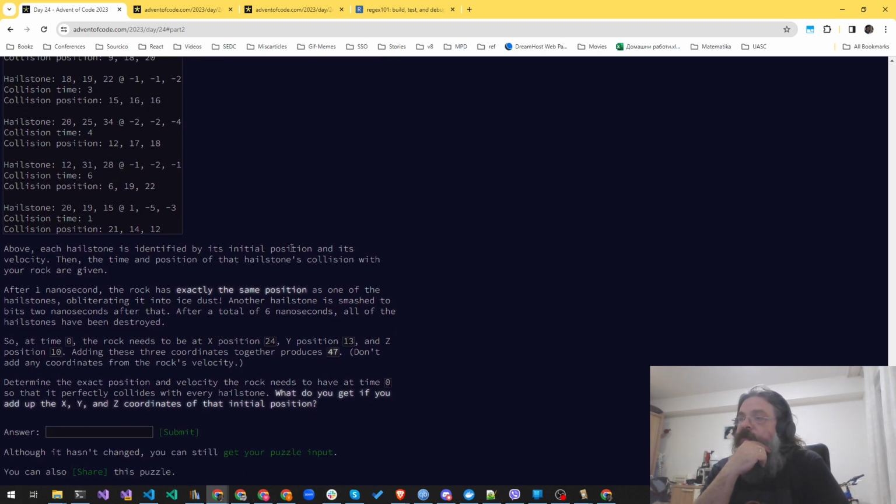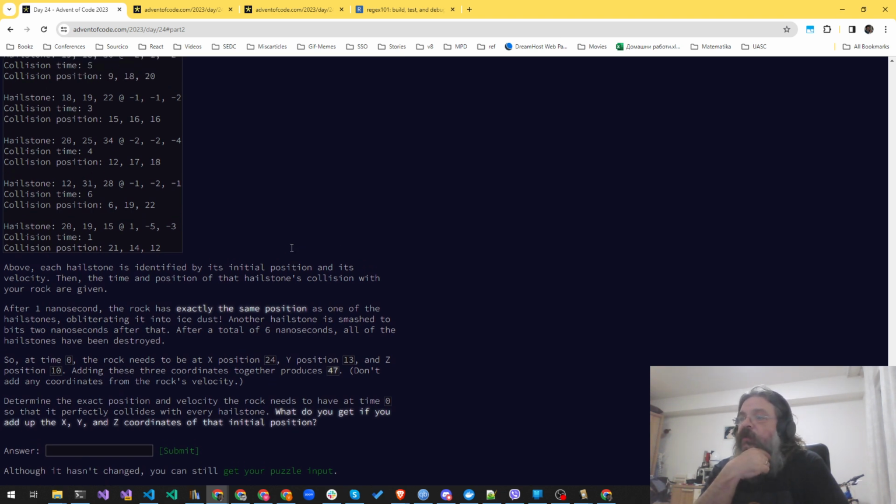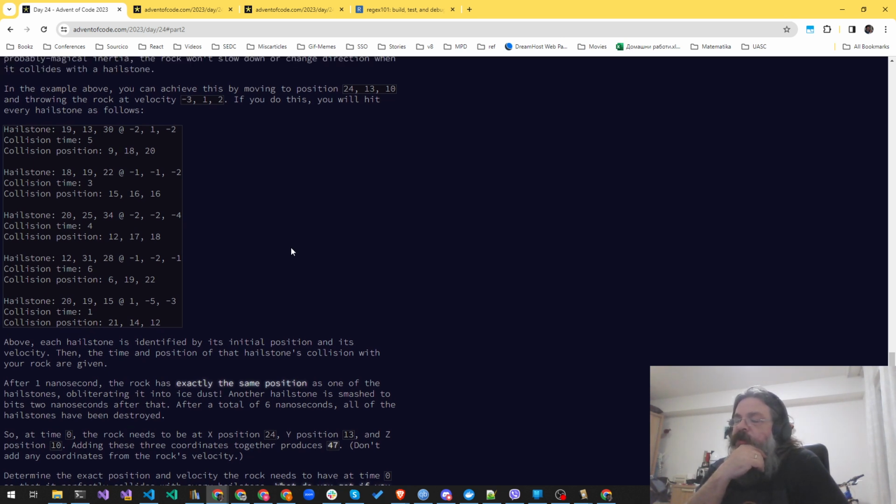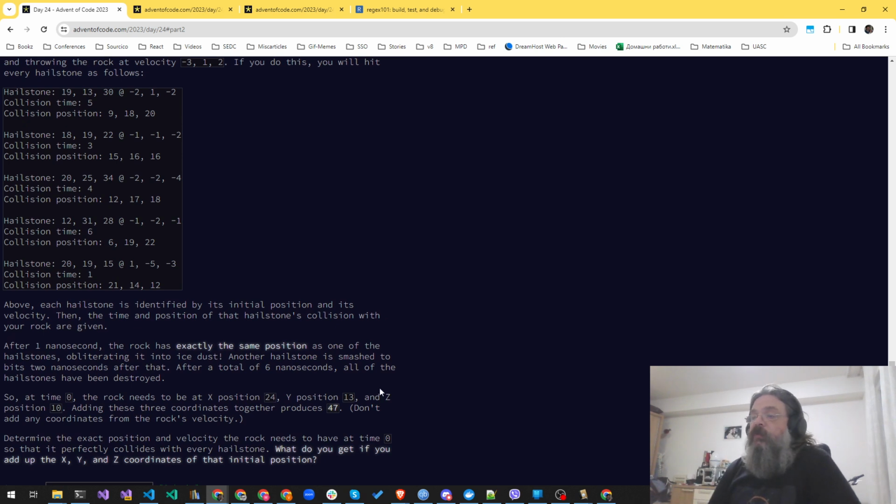One of the hailstones is smashed to bits 2 nanoseconds after that, after a total of 6 nanoseconds. The nanoseconds are not important. We can just call them ticks or seconds or whatever. So at time 0, the rock needs to be at 24, 13, and 10. Don't add any coordinates from the rock velocity. Okay.